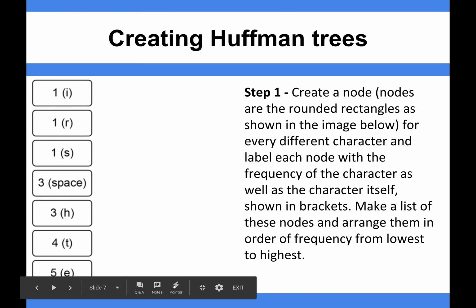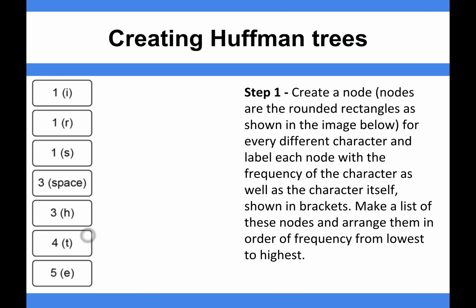Once you know that, we need to create a node, which we'll describe as these round edge rectangles here. Create a node for each of the different characters. And we're going to label each node with the frequency of the character as well as the character itself, which is in brackets. So we've got I appears once, T appears 4 times, etc. Arrange them in order of frequency from lowest to highest. You'll understand why as we go through.